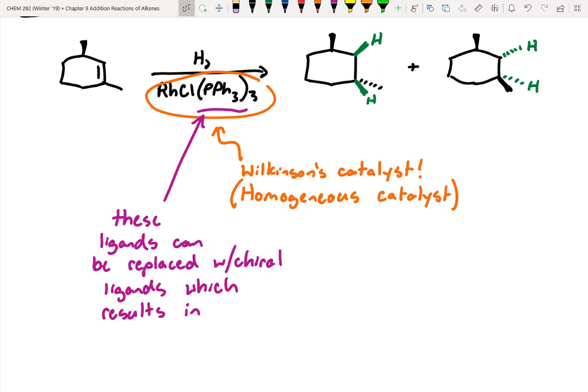All right. So these ligands can be replaced with chiral ligands, which results in one stereoisomer being favored. We're really not going to get into that. That's something that you might cover if you take advanced organic chemistry later on. Does that make sense? All right, so that's basically it for the reactions that we've covered for the addition chapter.